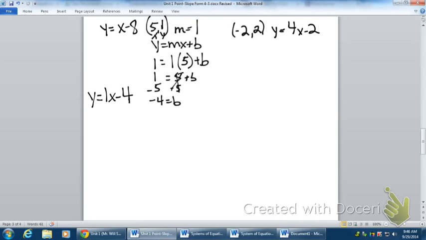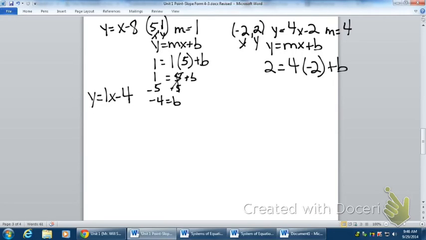Okay, this is number 4. We have our equation. We have our point. It's wanting us to write another equation in slope-intercept form that's parallel to our line of 4x minus 2. So we know for a fact our slope for our new line is going to be 4. Now, the only thing you need to do is substitute it in your y equals mx plus b. We have an x, a y, and a slope. So my y is going to be 2, my slope is 4, my x is negative 2. We're solving for b. That's the only part of this equation we're missing.